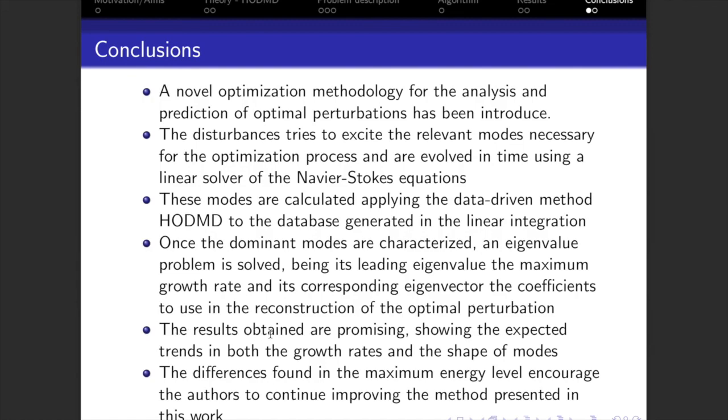The results obtained are promising, showing the expected trends in both the growth rates and the set of modes. The difference found in the maximum energy level encourages the authors to continue improving the method presented in this work.